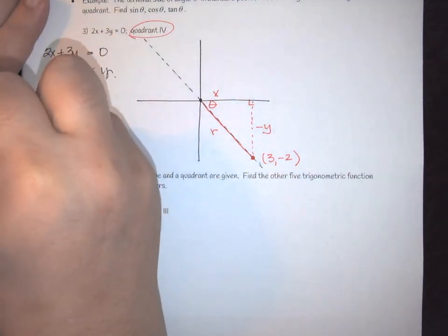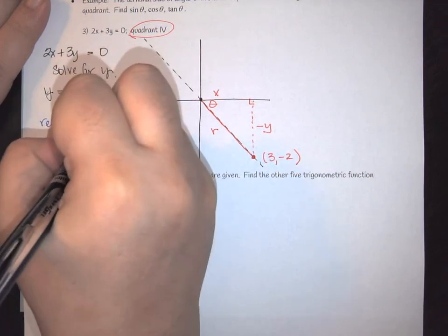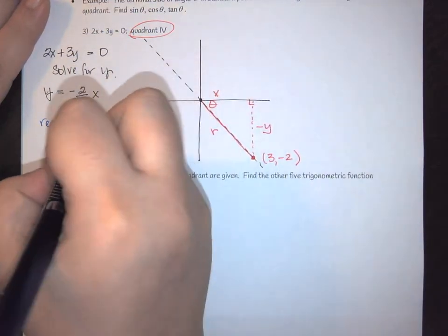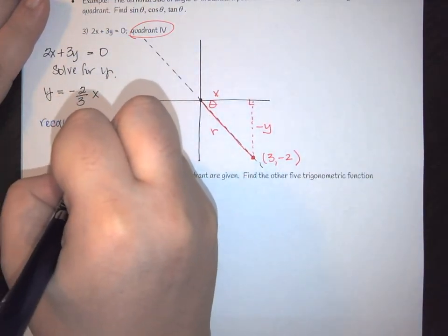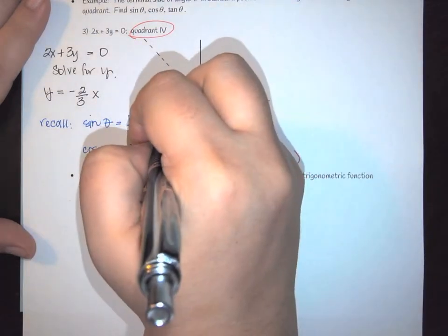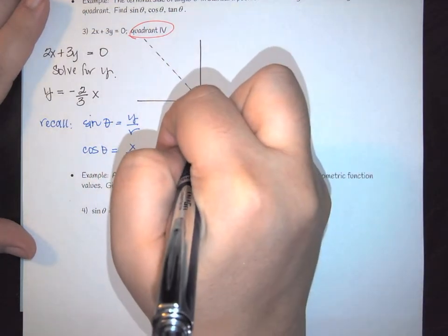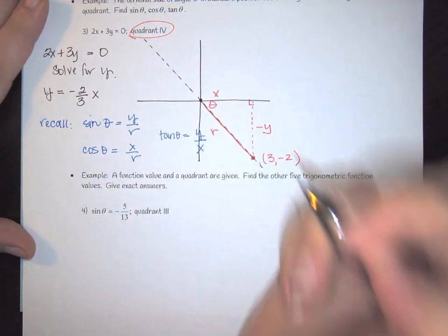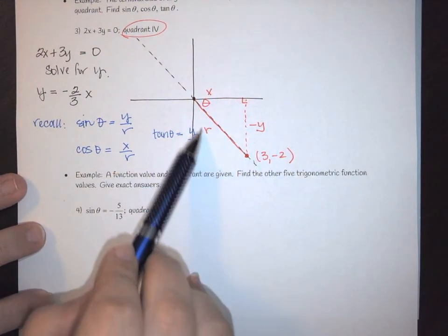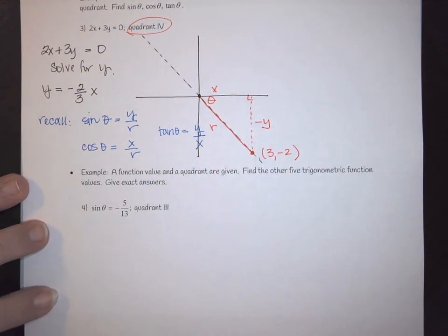So again, we want to recall that sine of your angle is equal to y over r, which means cosine of your angle is going to be x over r. And then we have that tangent of your angle is going to be y over x. Now if you're noticing, we have an x and y, but we don't have this r point. So we actually need to solve for your r.